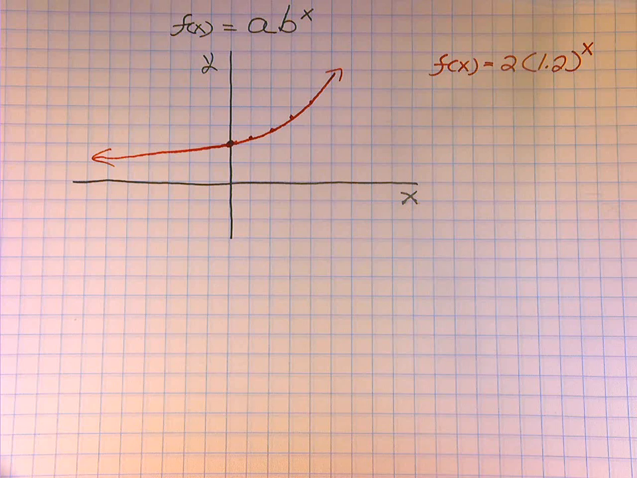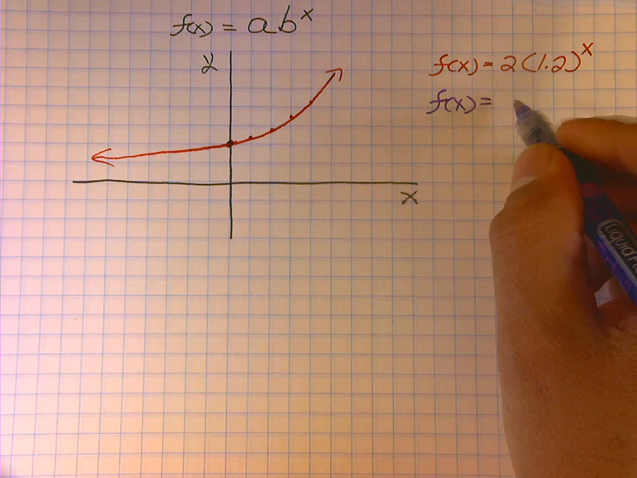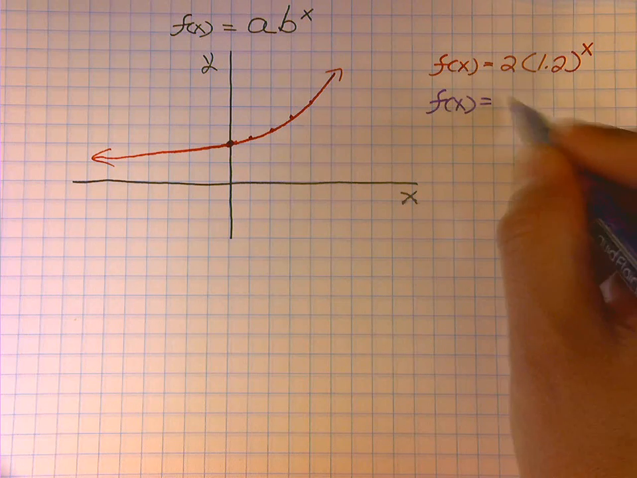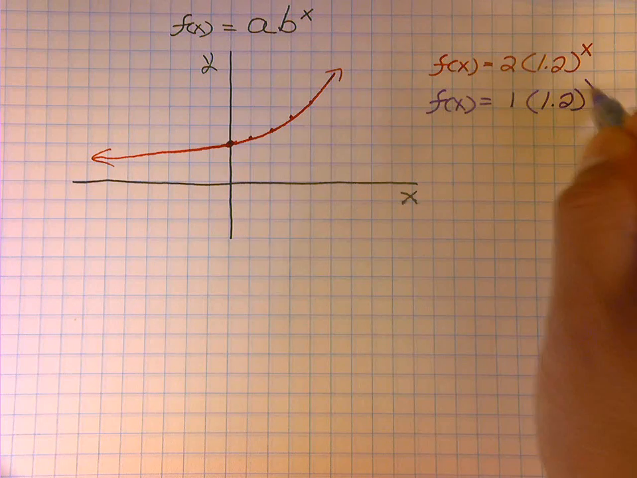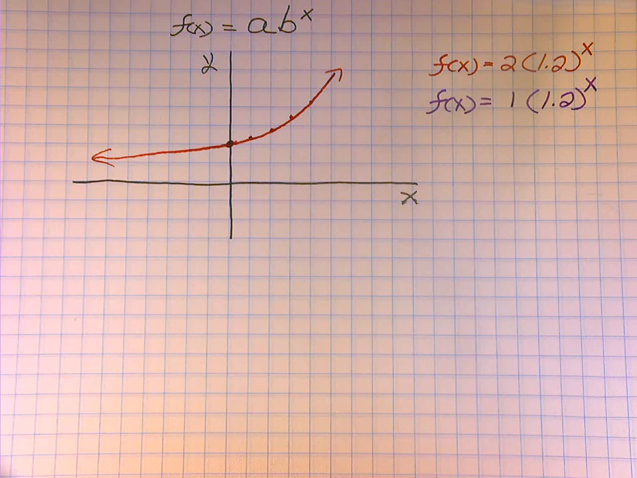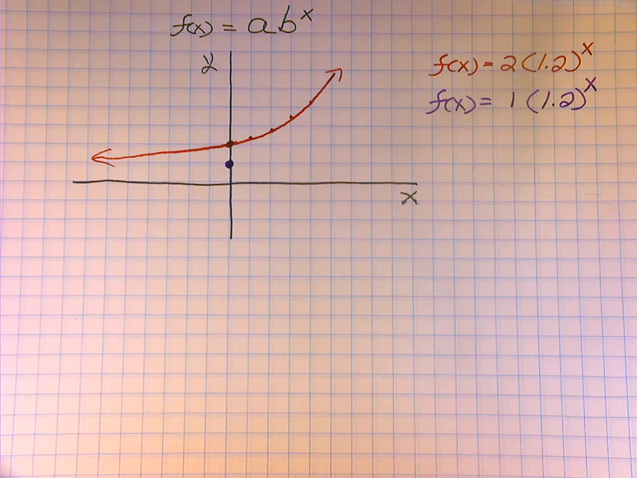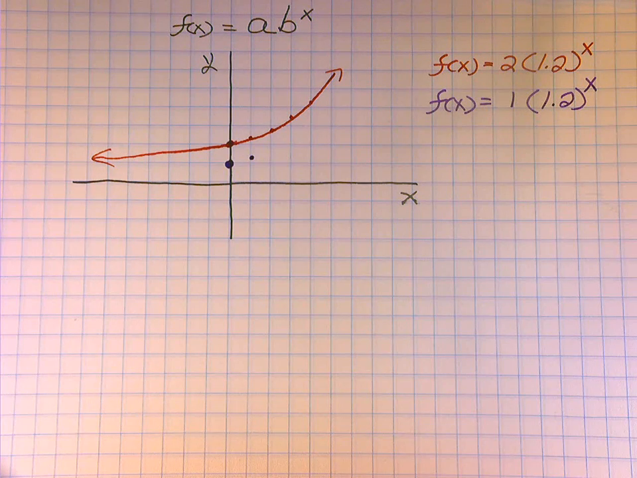Now, if I change my initial value but I leave my factor the same, let's take a look at this function with an initial value of, let's call it 1, but keep my factor at 1.2. So I start off when x is 0, y is 1 with my initial value. And this time I'm still going to multiply by 1.2 for each additional x value. So y is going to be 1.2 when x is 1.